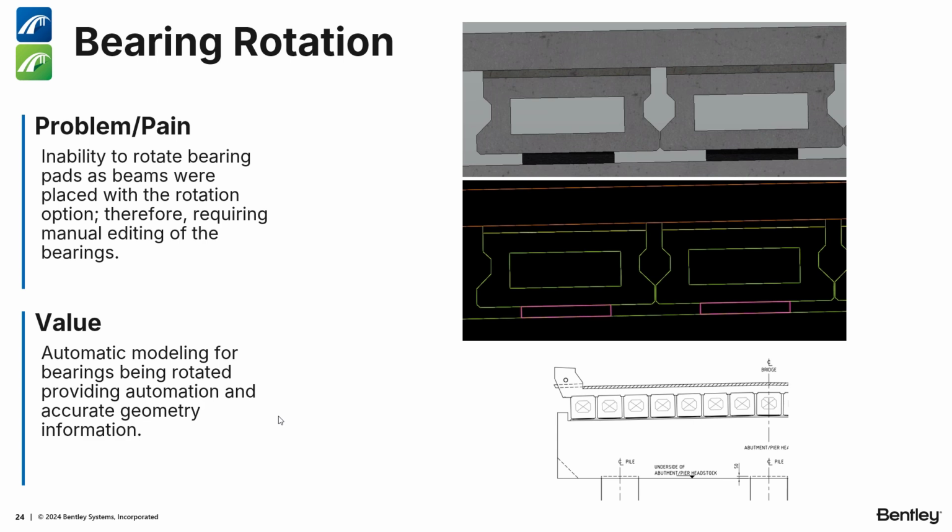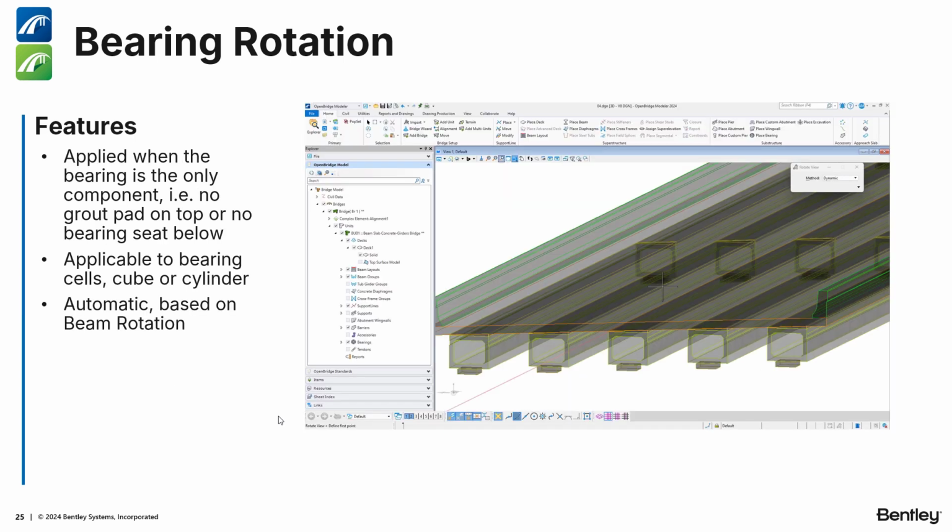For bearing rotations, you now have the option to rotate the bearings. Before, the bearings were not rotated with the beam. Now they automatically rotate. It's applied when the bearing is the only component. If you have a ground pad or no bearing seat below, it doesn't apply.